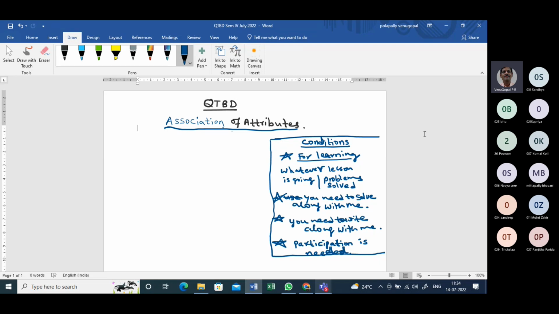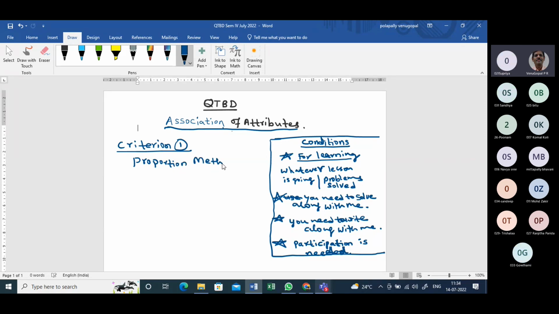Yeah. So association, criterion 1. This method is called the proportion method. Sir, in the previous class we put a heading, independence of attributes, and we left it. Is it the continuation? Independence of attributes. Okay, that one. Proportion method.